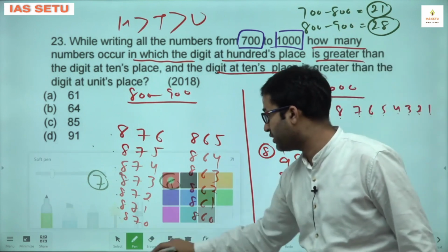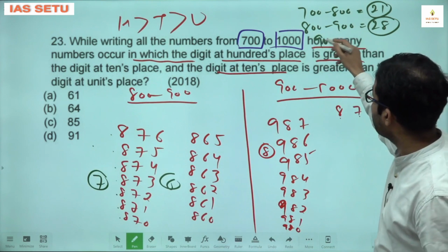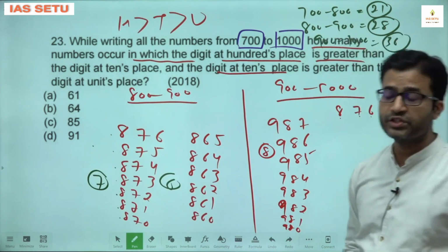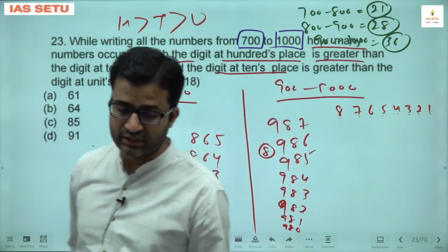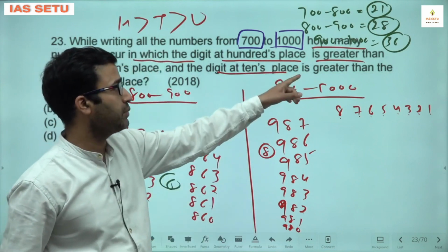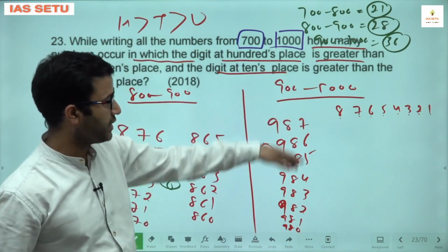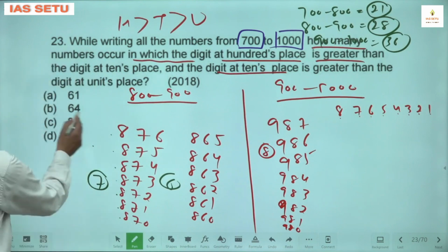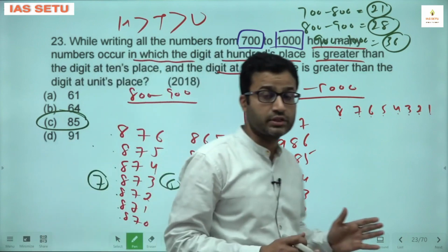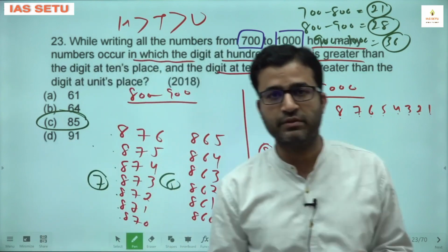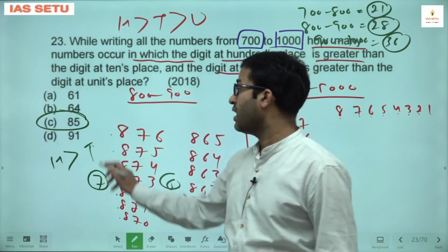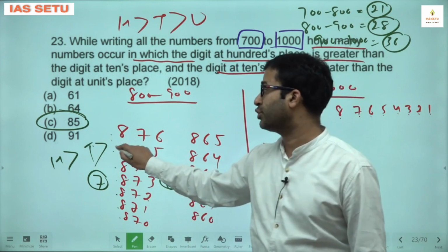So between 900 and 1000 we have 36 such numbers which satisfy this condition, that the hundreds place digit is greater than the tens place, and the tens place is greater than the unit place. So you add 1 plus 3 plus 6 plus 10 plus 15 plus 21 plus 28 plus 36, which gives 85. So between 100 and 1000 there are only 85 such numbers where the hundreds place digit is greater than the tens place digit and the tens place digit is greater than the unit place digit.